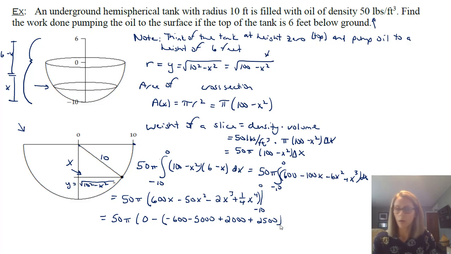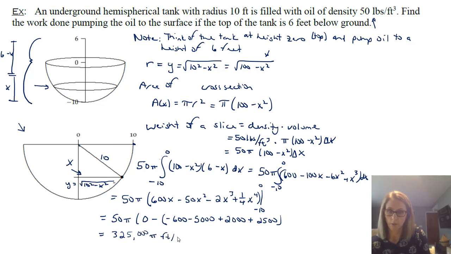So all we need to do now is add that together and then multiply it by 50 pi, and we get 325,000 pi foot-pounds. Whew. And that is section 5.4.